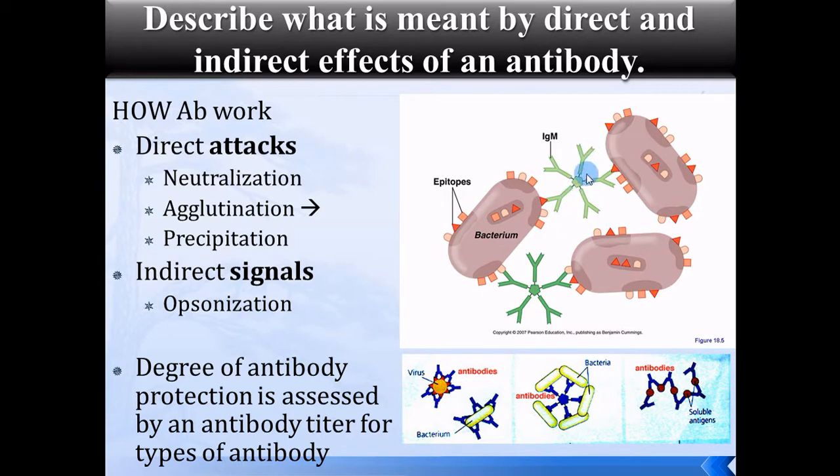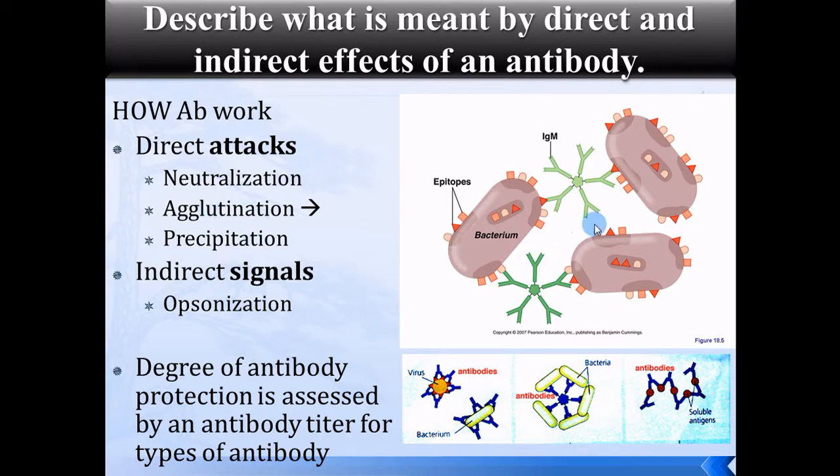So this agglutination causes a clumping or sticking effect. And this last one, precipitation, is a settling effect. If I have this one bacteria here and all the antibodies stick to it, it's almost like weights dragging it down out of the circulation so that it can't be dangerous. Those are 3 direct attacks.